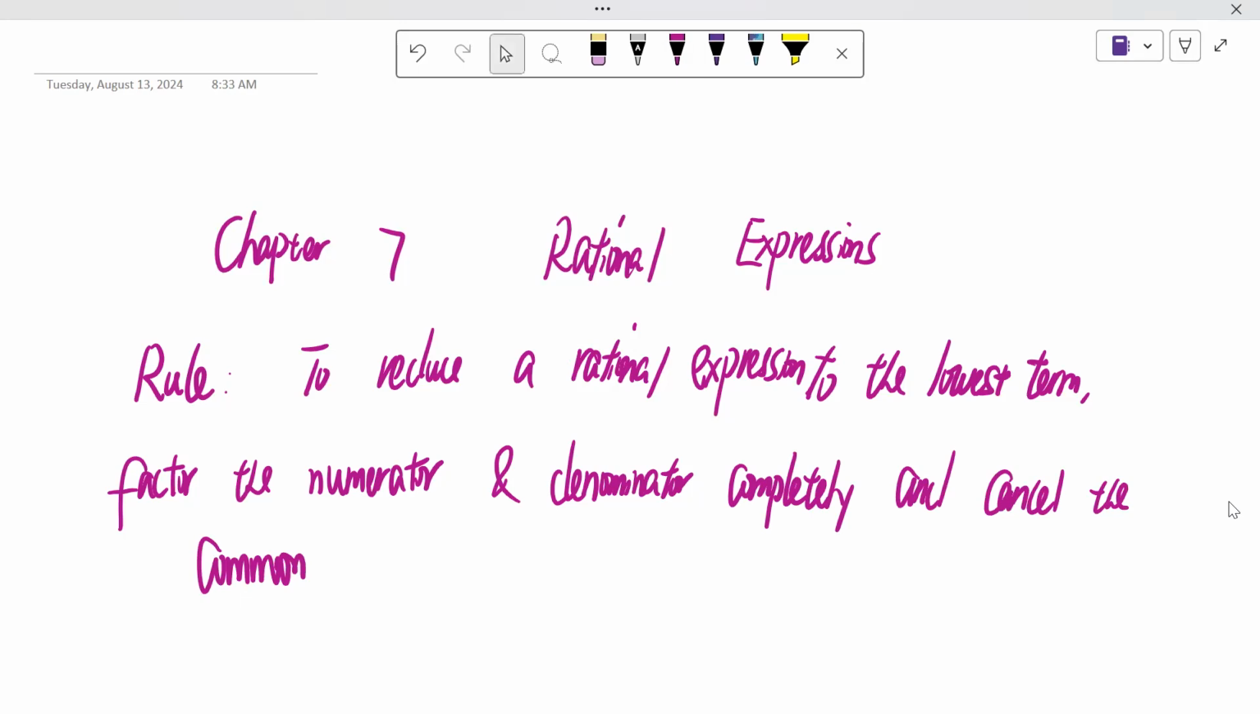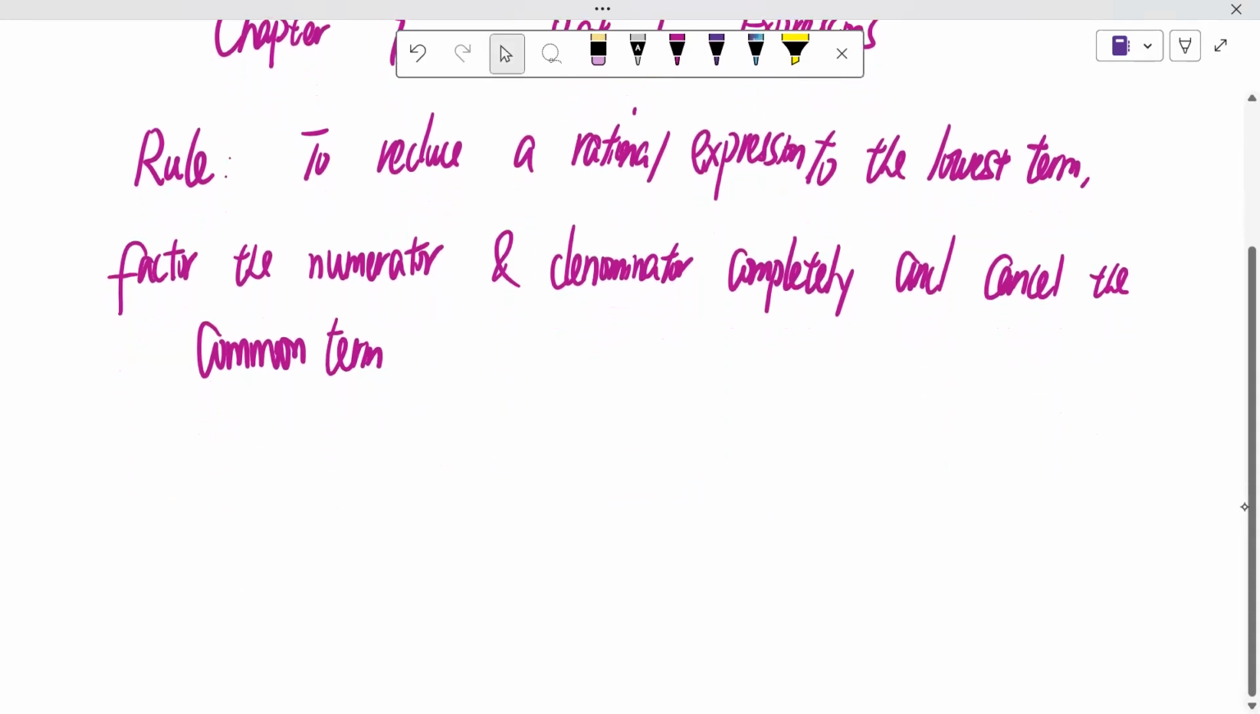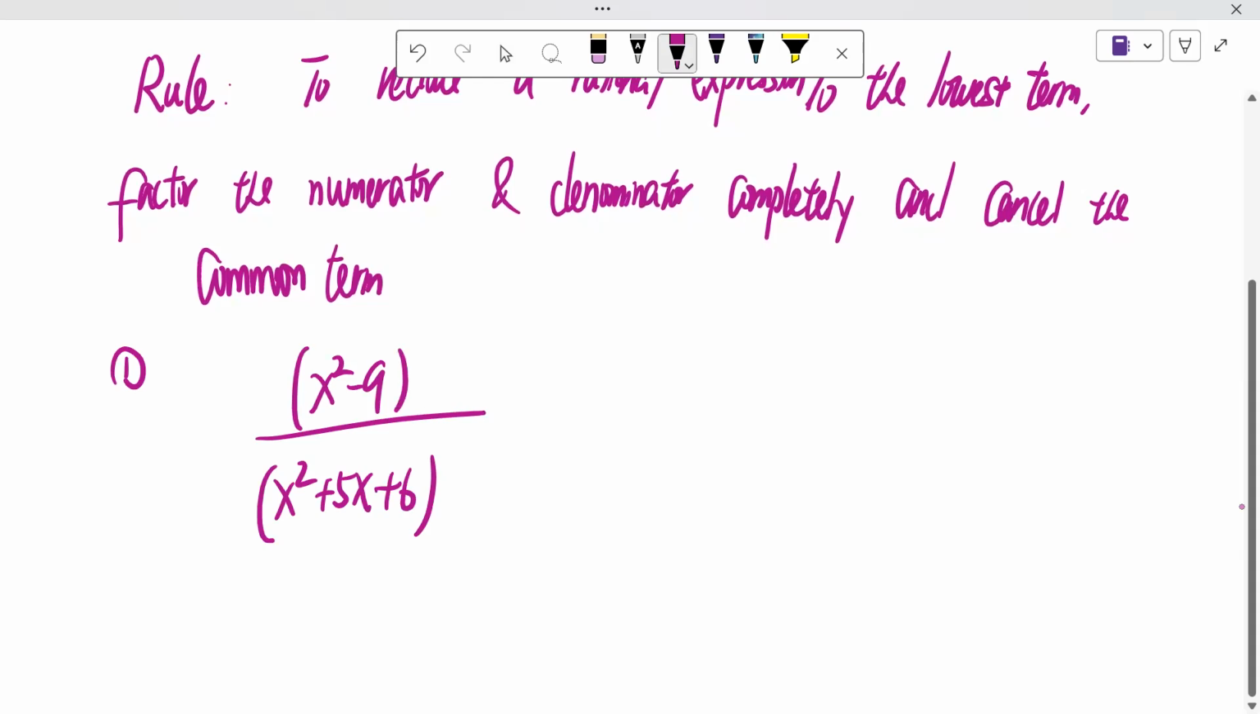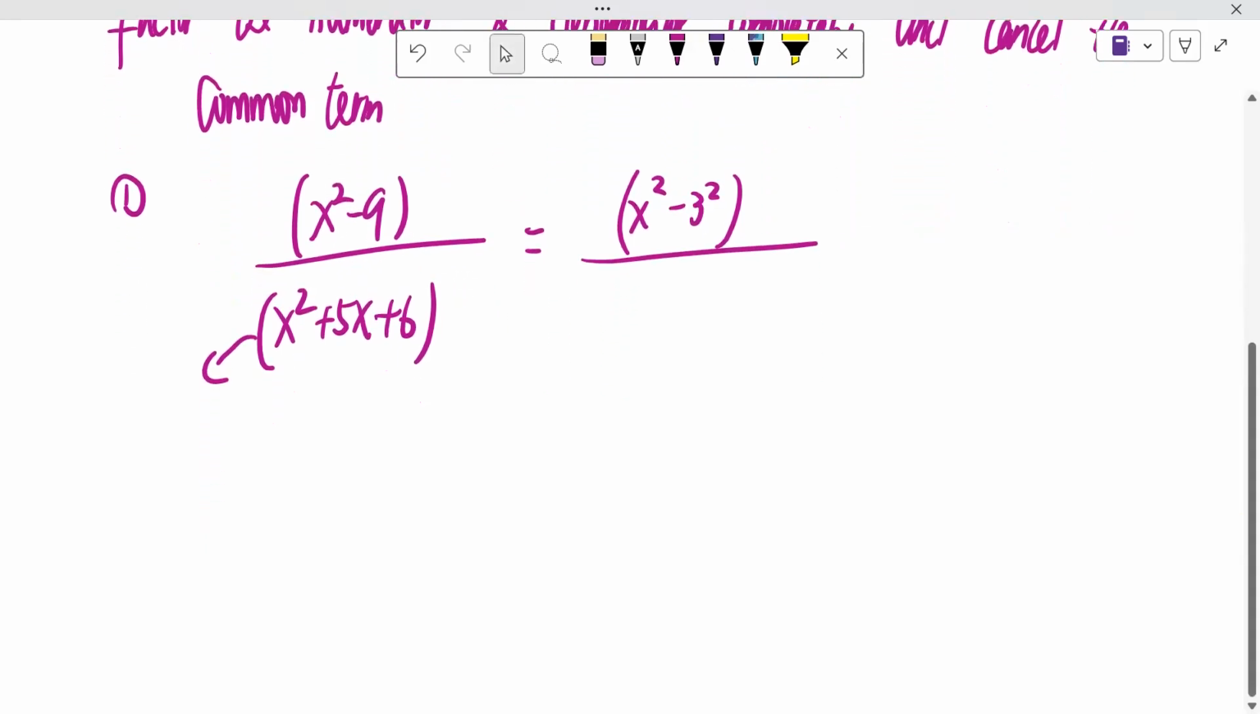We talked about factoring yesterday, so we can review a little bit today. Whatever you learned yesterday, you can use to simplify the rational expression. Let's start with some simple ones. Let's say you get x squared minus 9 over x squared plus 5x plus 6. On the top is what we call the difference of two squares: x squared minus 3 squared. On the bottom, this is what we call the trinomial, and we learned how to factor a trinomial yesterday.